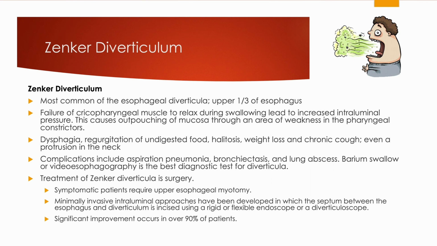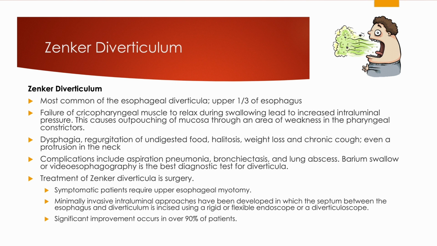So a Zenker Diverticulum is the most common cause of diverticula. Diverticula is essentially a little outpouching where it doesn't belong. And it tends to happen in the upper third of the esophagus. And in the posterior oropharynx, you have these cricopharyngeal muscles. And they don't relax when you're swallowing, and it increases the pressure there.